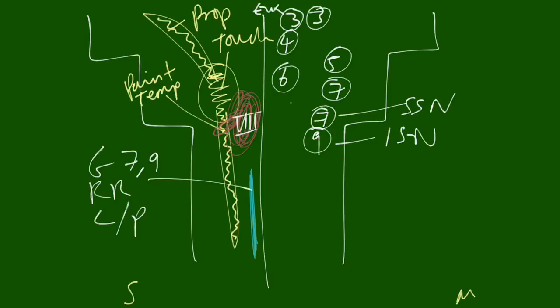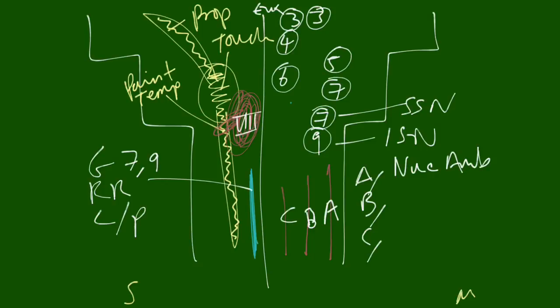Then we have 3 columns, A, B, and C. I'll just code it like that. A is the nucleus ambiguus. B is the dorsal motor nucleus of 10, and C is hypoglossal, the 12th nucleus. Now, the nucleus ambiguus is the motor nucleus of the 9th nerve and 10th nerve.